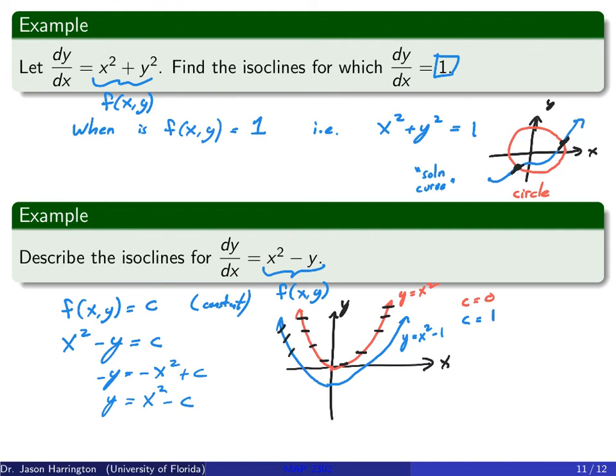Now this is actually called the method of isoclines, where it's actually easier to figure out what the isoclines are and then just graph them all and fill out the direction field this way. But let's take a look to see what this actually looks like. So I'm going to go back to this example, dy over dx is equal to x squared minus y, and see what the direction field looks like.